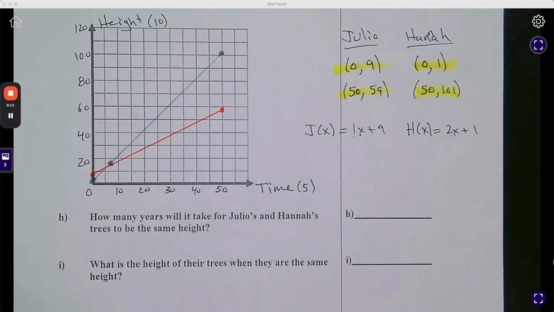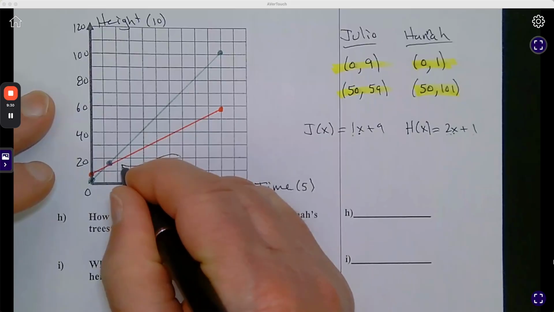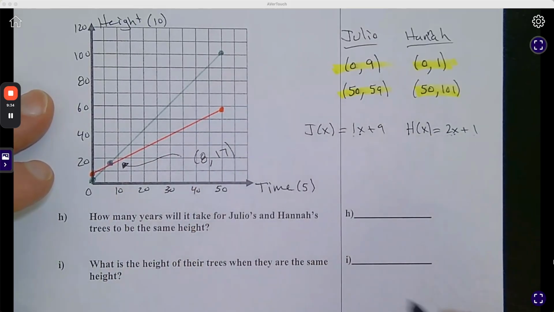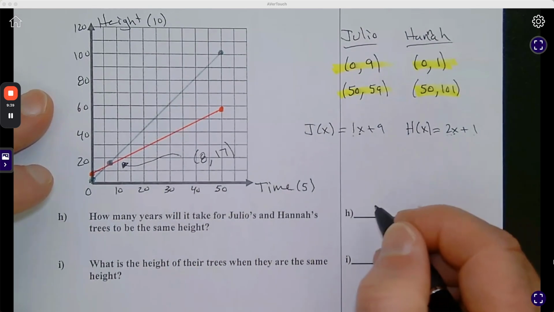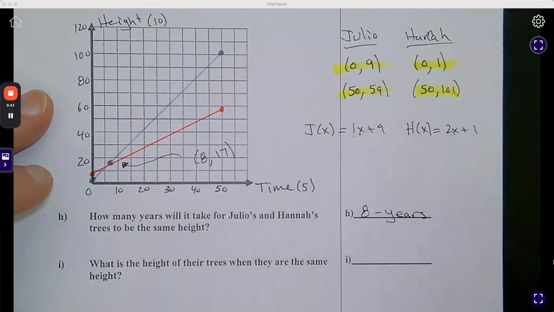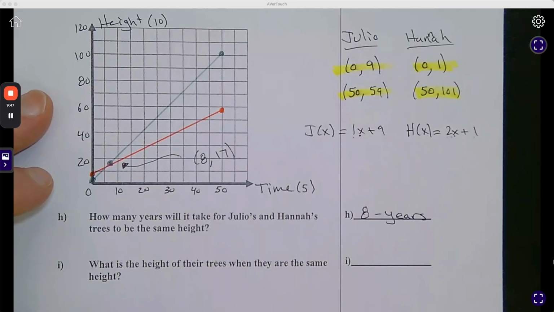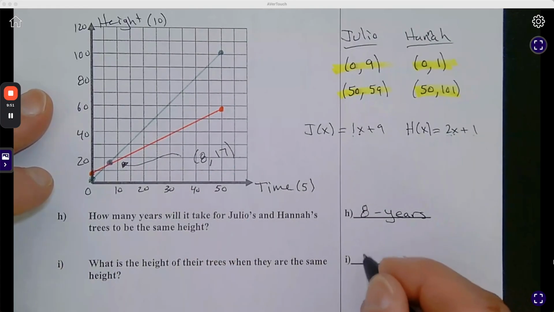How many years will it take for Julio and Hannah's trees to be the same height? Well, that's where they intersect, right? So remember the point of intersection was 8, 17. So remember I asked you earlier, what does that first number 8 mean? Well, that's the number of years it will take for the trees to become the same height. So 8 years. What is the height of the tree when they're the same? Well, that's the y value. After 8 years, they'll both be 17 feet tall.